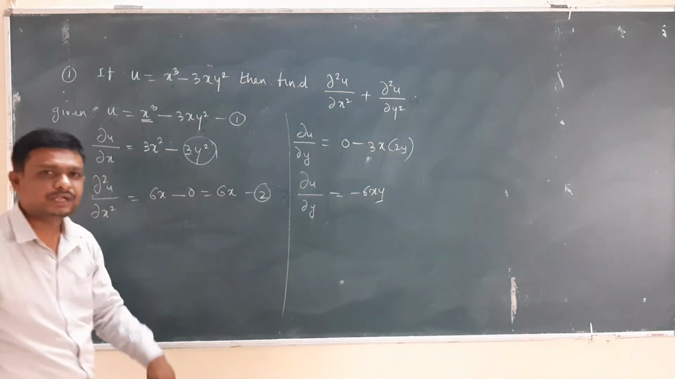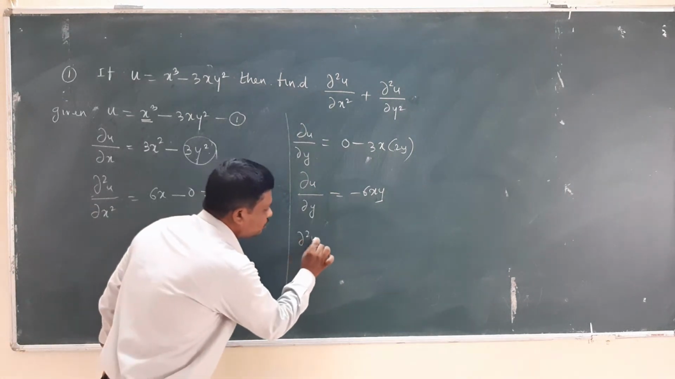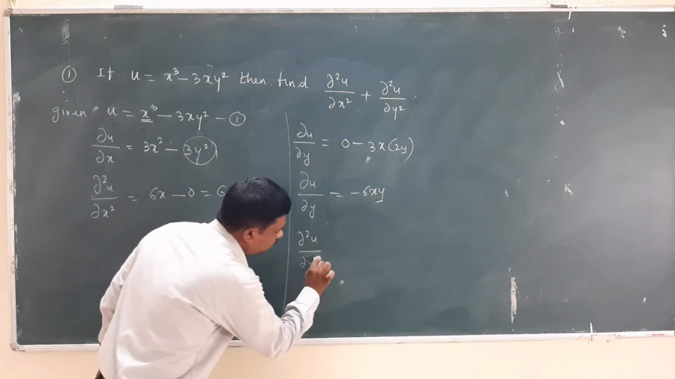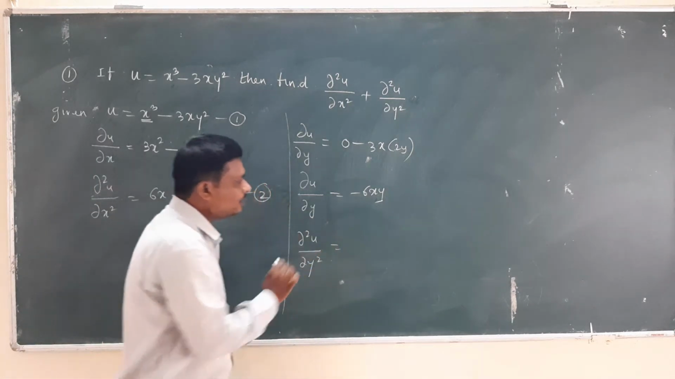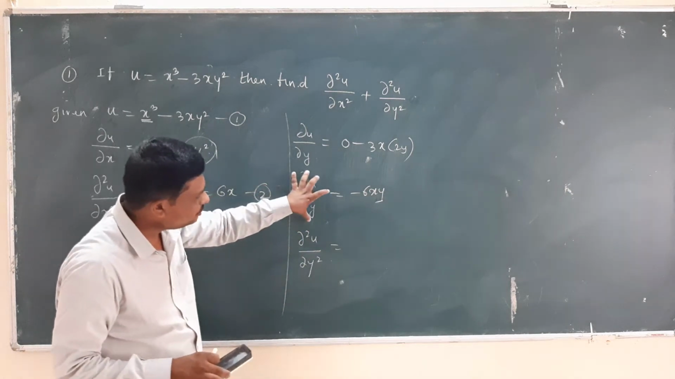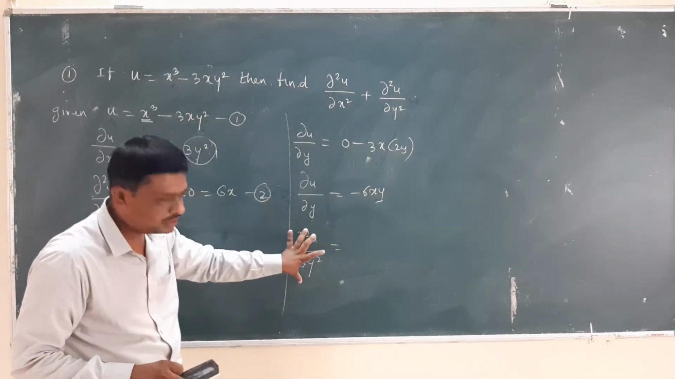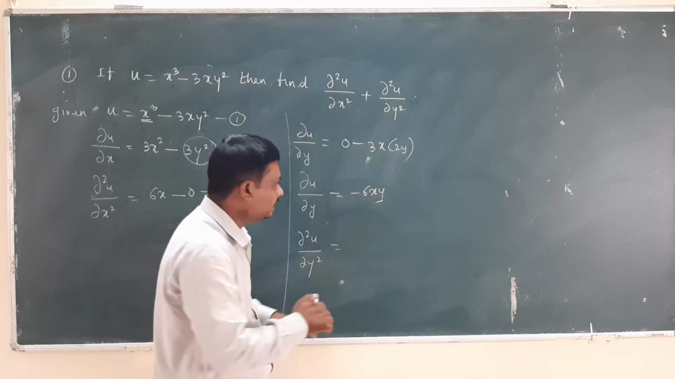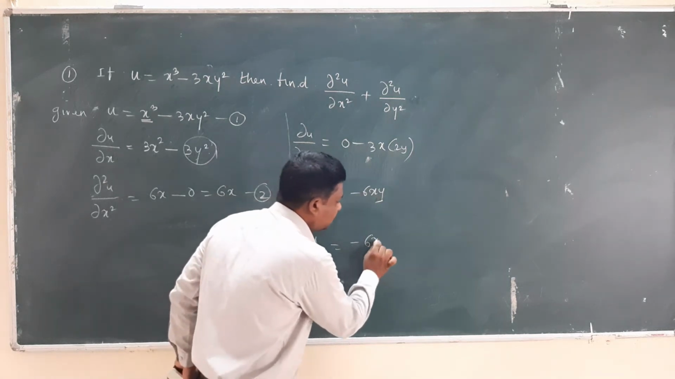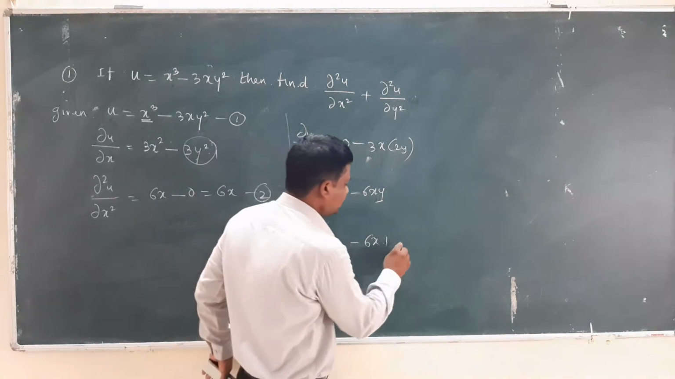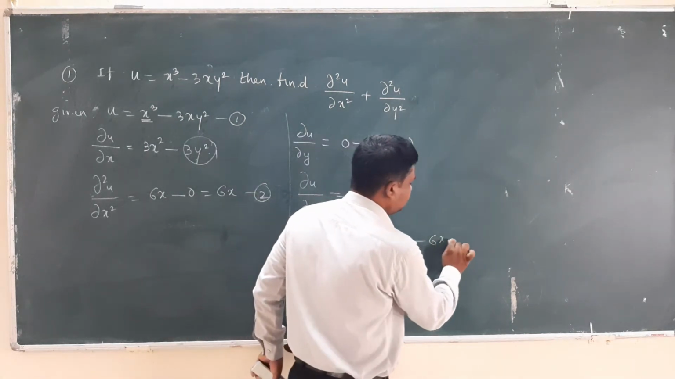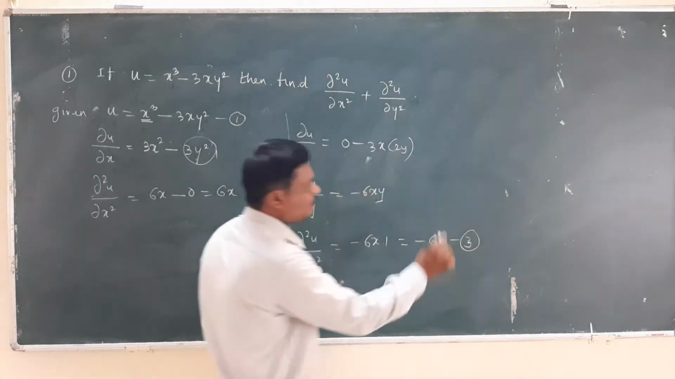So I go for one more derivative, that is dou square u upon dou y square. So I go for second order derivative. So again I am differentiating this dou u upon dou y partially with respect to y. x becomes constant. So minus 6 is constant, x is constant, derivative of y with respect to y is 1. So this implies minus 6 into x. I will take this as equation number 3.